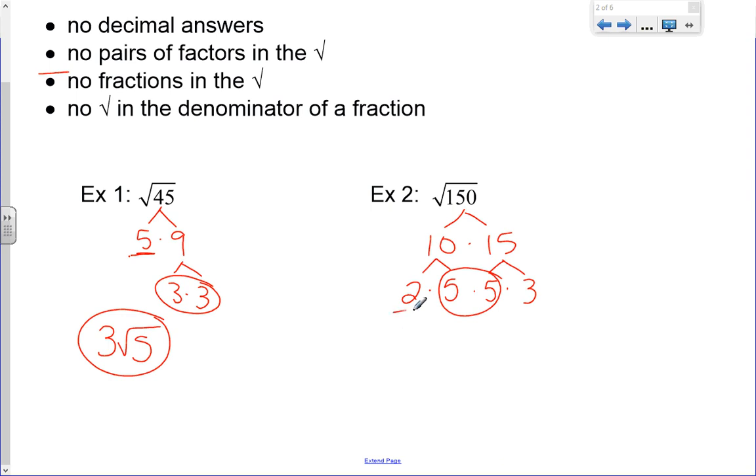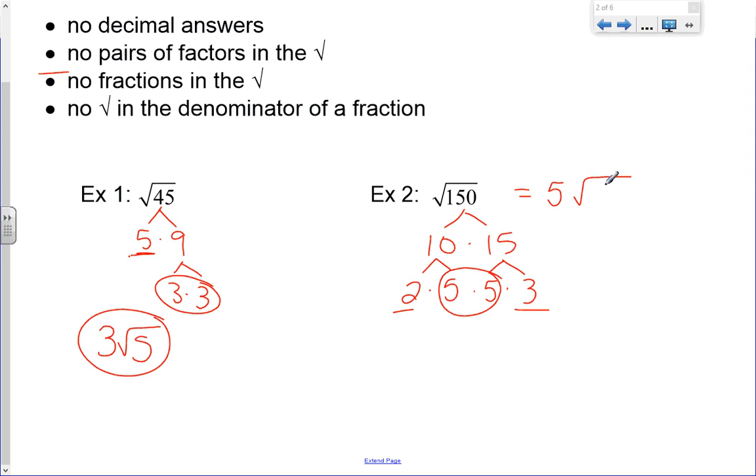Now the 2 doesn't have anything to pair up with, and the 3 doesn't have anything to pair up with. What's 5 times 5? 25. And what's the square root of 25? 5. So that 5 is what's going to come out from underneath the radical. Now I still have a 2 and a 3 here. What's the only operation that you guys see underneath this factor tree? What's the only operation that we use? Multiplication. So guess what you're going to have to do with the 2 and the 3? Multiply them. 2 times 3 is 6.